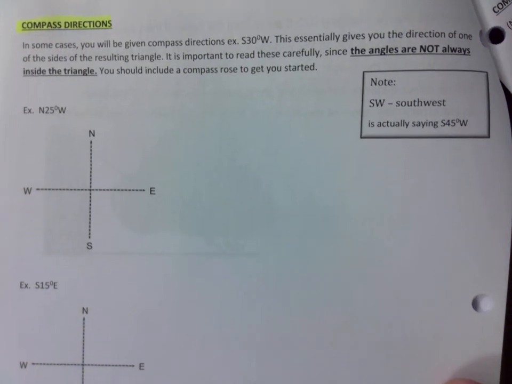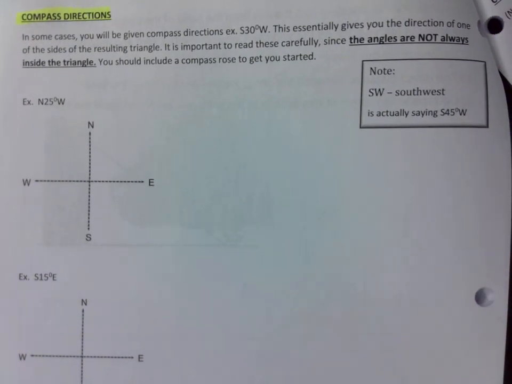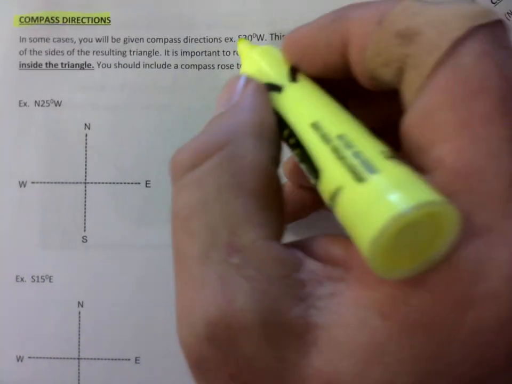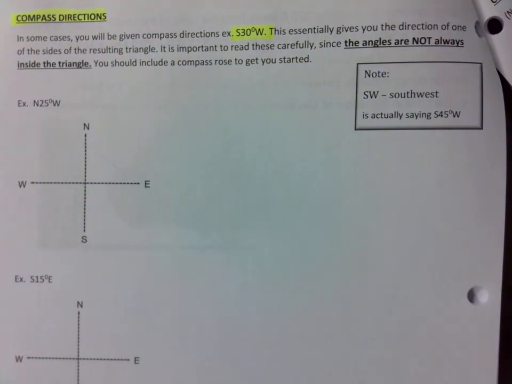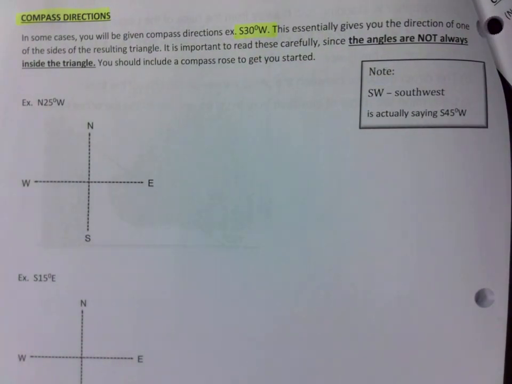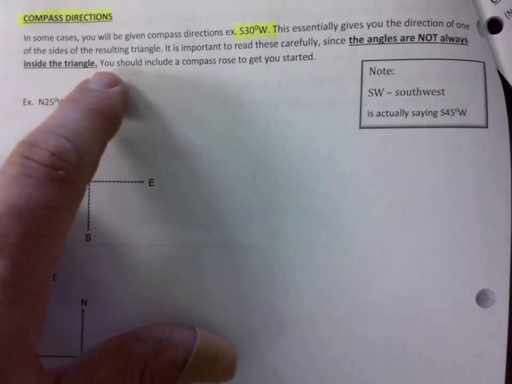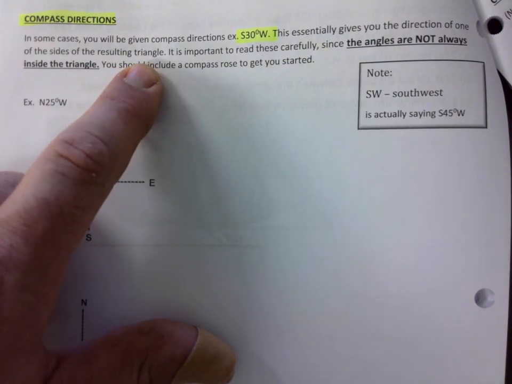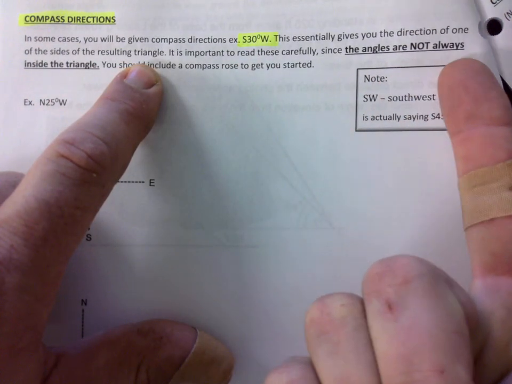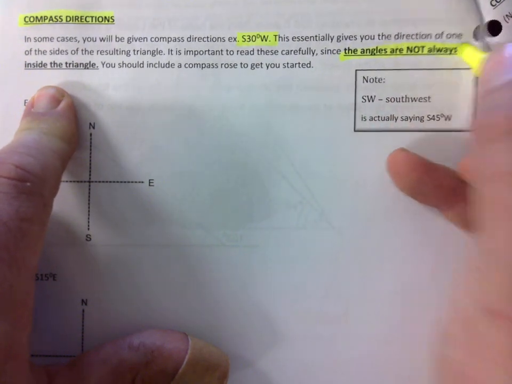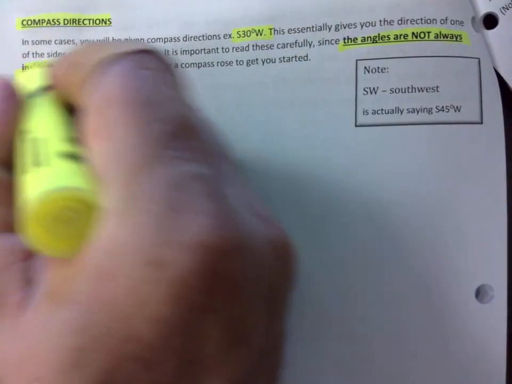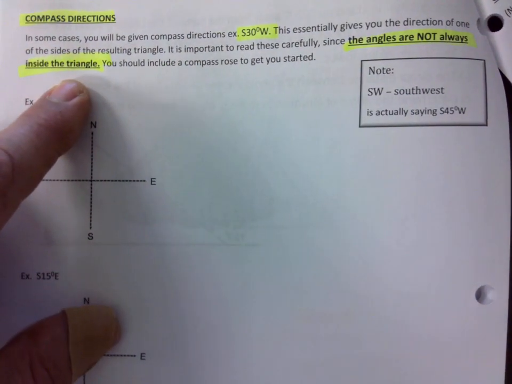I don't always do that, but in some cases you'll be given compass directions. So example, south 30 degrees west, it essentially gives you the direction of one of the sides of the resulting triangle. It is important to read these carefully since the angles are not always inside the triangle, okay? This is the one that we need to make sure we get, that part.